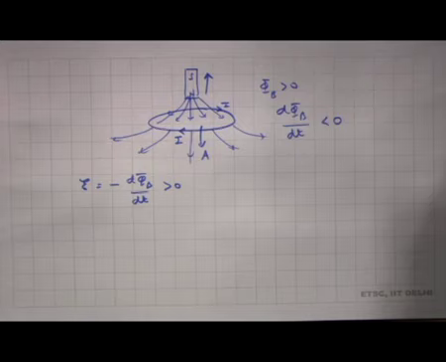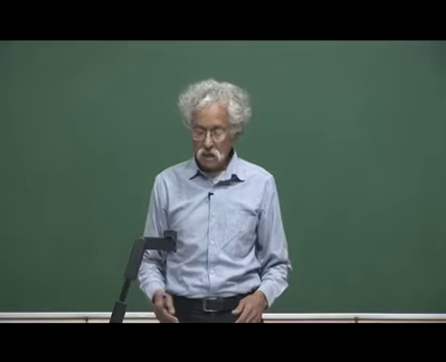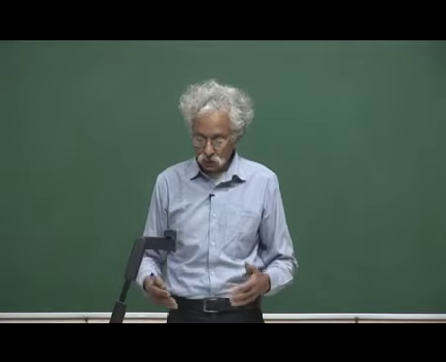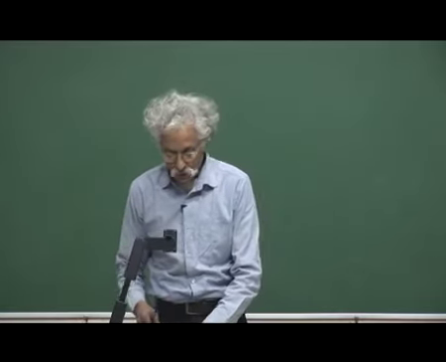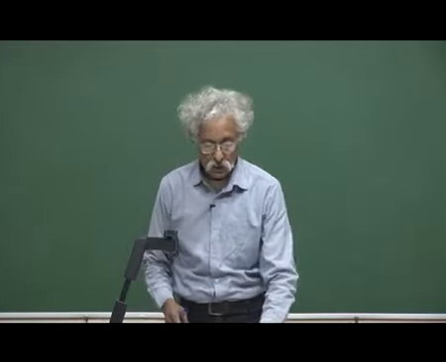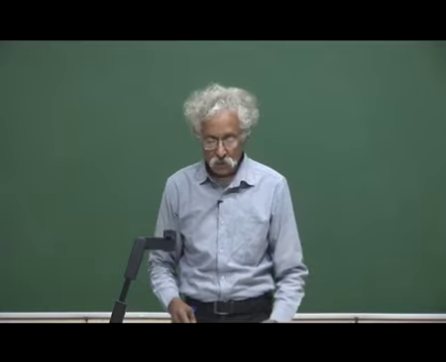So, the current in the loop produces a magnetic field in the same direction as the applied magnetic field, and tries to oppose the change in the magnetic flux, the decrease in magnetic flux in the conducting loop. So, this is essentially Faraday's law of induction.